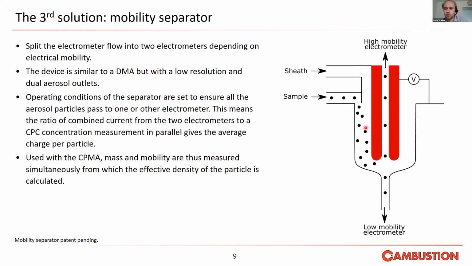But unlike a DMA, we're not aiming to trap any of those particles. We're aiming for all of those particles to pass out of either of the two outlets and then go to two more aerosol electrometers. Summing those two electrometers will tell us the total charge on the particle. And again, dividing by the CPC, we still get that average charge per particle measurement. The sort of bonus to this is you are measuring mobility diameter, and we know the average charge, so you get the particle diameter at the same time.